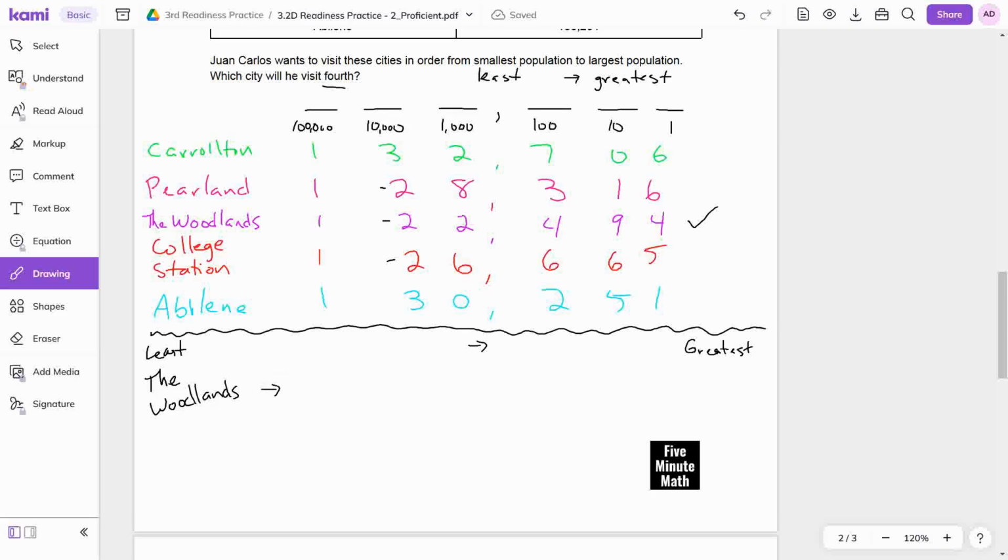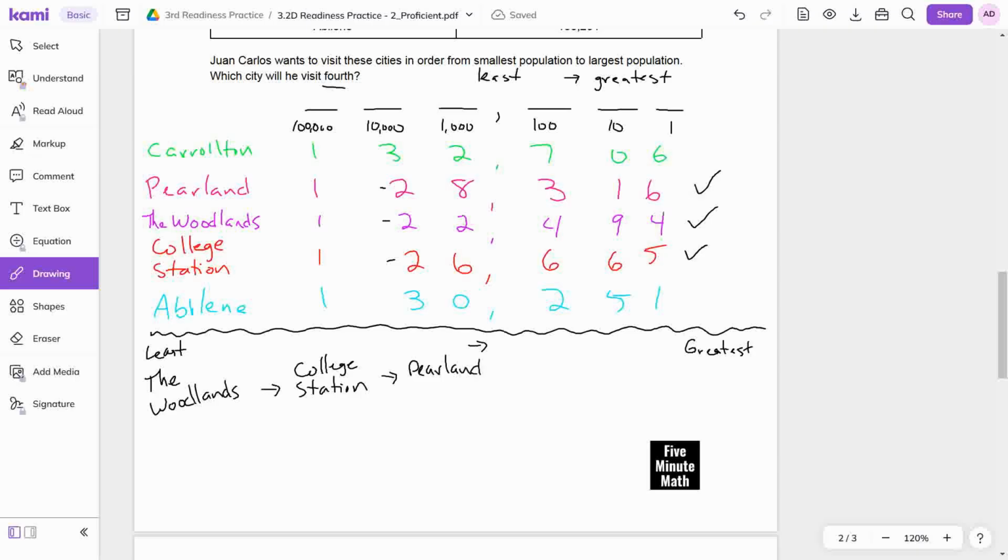Now, still living between Pearland, the Woodlands, and College Station. The Woodlands is going to be our smallest. Next is that 6, that College Station, 6 in the thousands. So we can say College Station, which means that leaves us with Pearland. All right, so I have taken these 3.